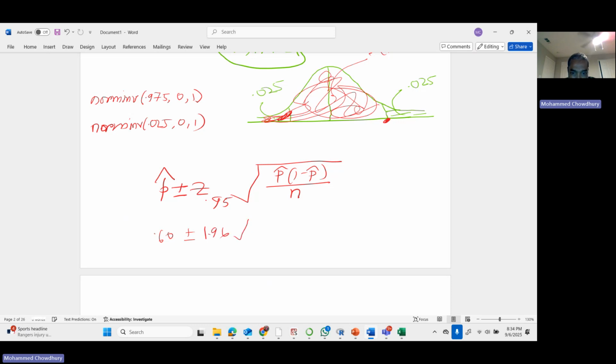1.96, and here you will get 0.60 times 0.40 divided by n, where n equals 30, so you will get two values. This is the proportion of managers who completed the training. So these are the two confidence intervals that I wanted to discuss.